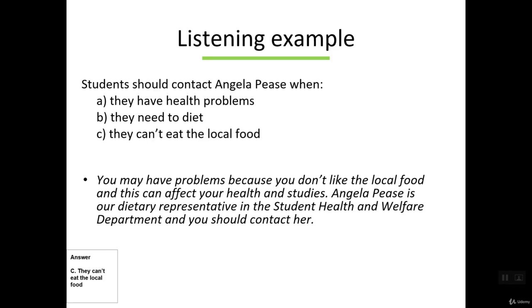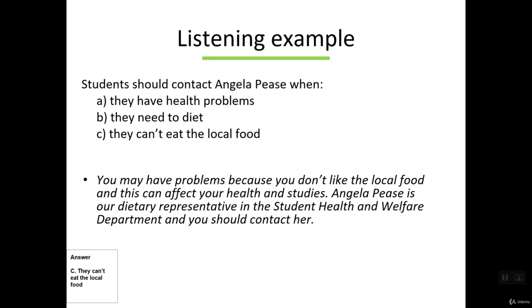So we hear many of the words in the options, but are they the answer or are they traps? Look at A. You may have problems because you don't like the local food, and this can affect your health and studies. A says they have health problems. Does it say here, this is when they should contact Ms. Pease? We see the word health, but that's not when they should contact her.